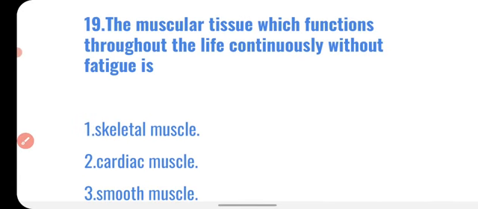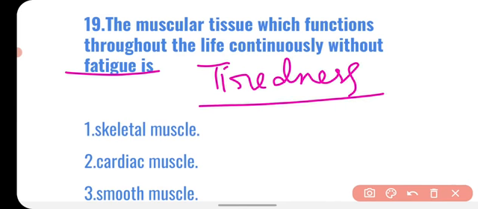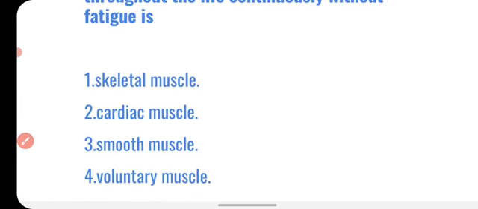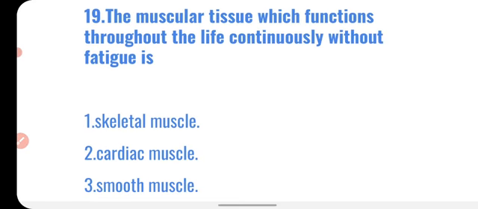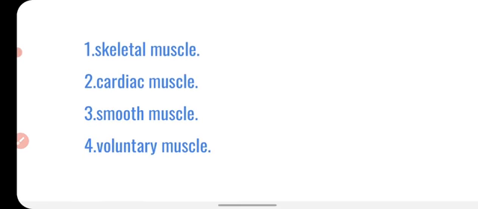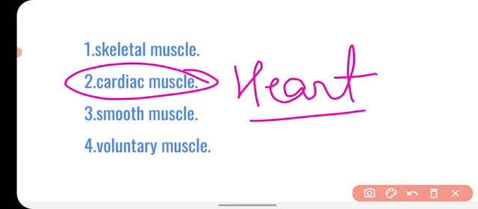Question number 9. The muscular tissue which functions throughout the life continuously without fatigue. Fatigue means tiredness. So the options are skeletal muscle, cardiac muscle, smooth muscle, voluntary muscle. So which muscular tissue doesn't get tired, and works throughout the life continuously? That is the cardiac muscles, which are found in our heart, and they work throughout the life and do not get tired. So the correct option is cardiac muscles.